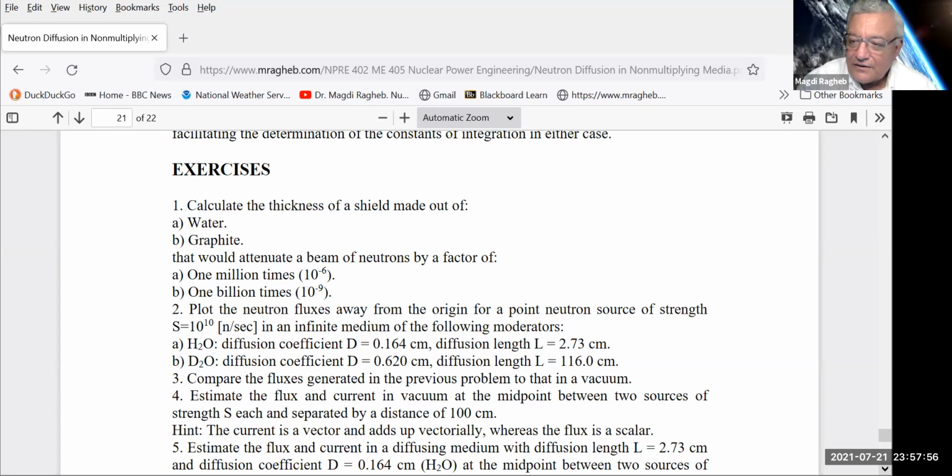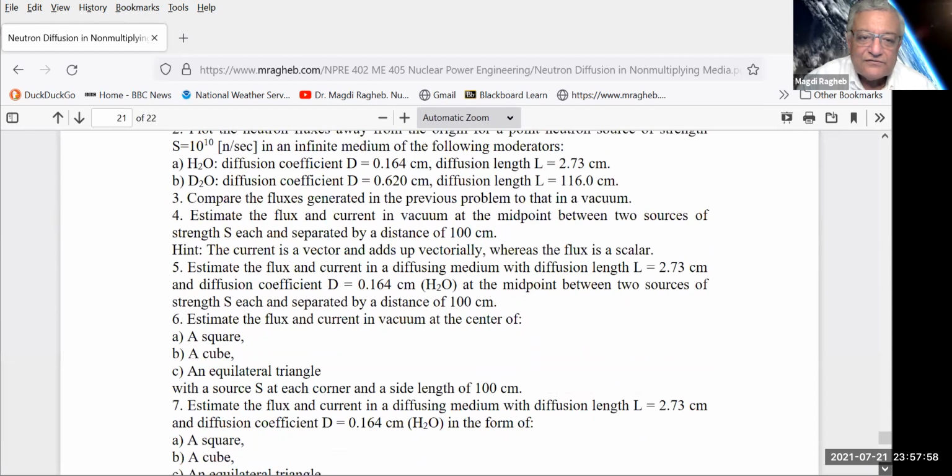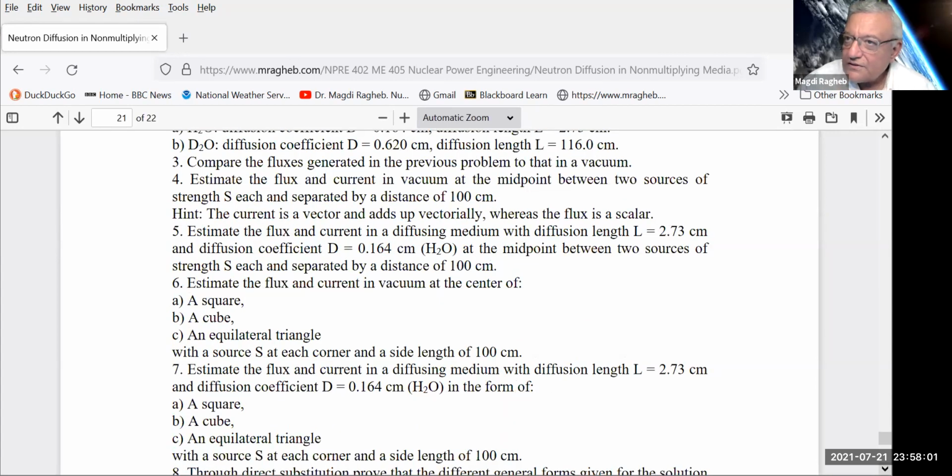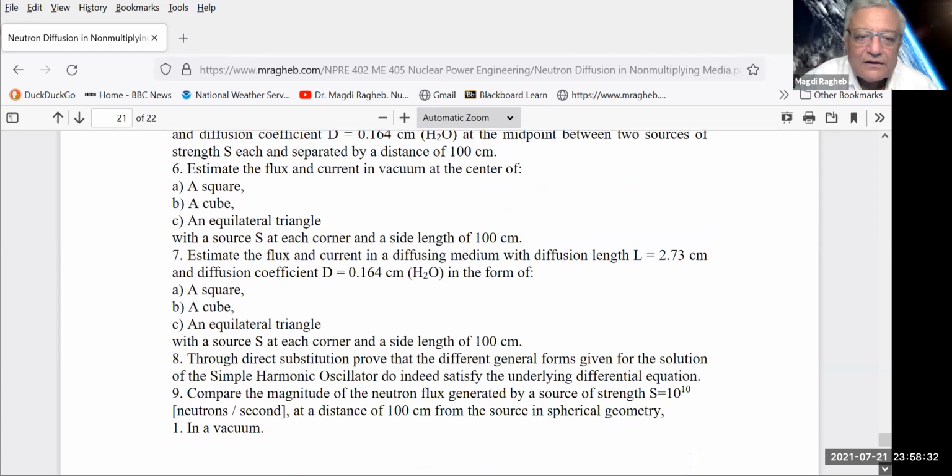So today I'll give you a problem on that chapter where you take a shield and see how you can attenuate neutrons from a shield. This is a very major design problem if you deal in any kind of nuclear reactor environment. And then here we take maybe a square, a cube, or equilateral triangle and calculate the flux and the current. Remember, a current is a vectorial quantity, so two currents in opposite directions cancel out. That'll become zero. But sources give also a flux, and the flux in that case is a scalar quantity. It adds up in a scalar way.